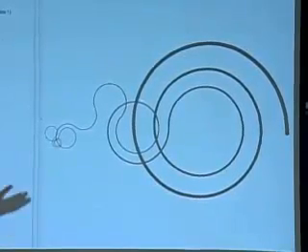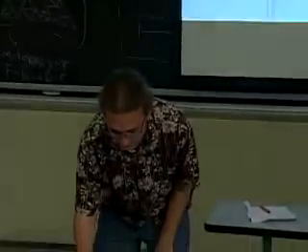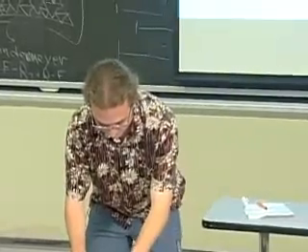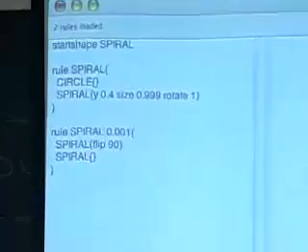So already we're seeing these really cool pictures being generated by such simple rules, so simple context-free grammars. Any questions so far? So what happens if I add inside this rule another instance of spiral without the flip? What does this mean?